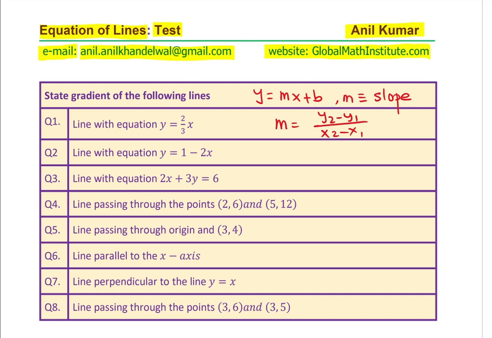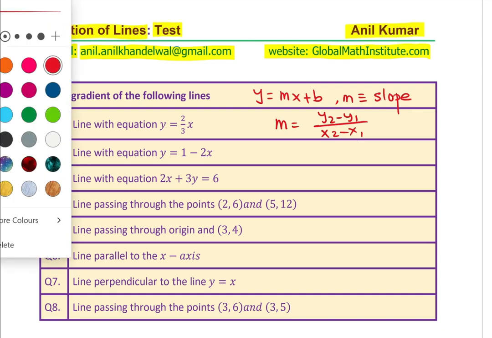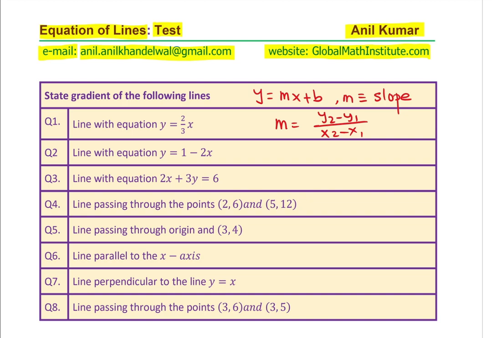So in question number 1, we need to find the gradient, right? So gradient means slope. So gradient in this equation is m value. The very first one, straightforward, since we have already given you the equation in slope intercept form. So here the gradient is 2 by 3, right? So I'm writing the value for slope here. In the second equation, it is minus 2, right?